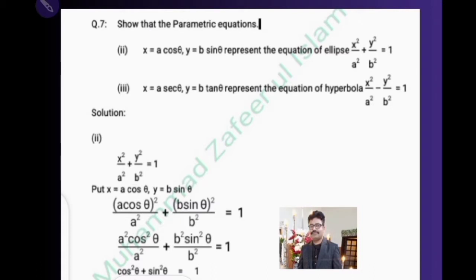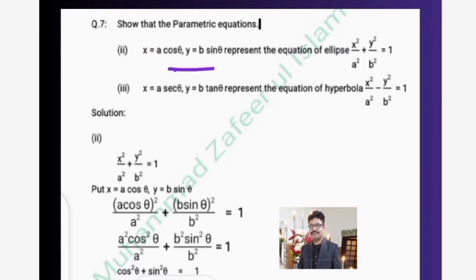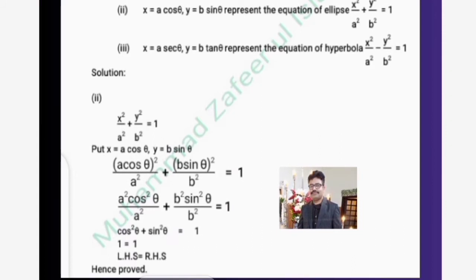Our concern in this exercise is that we have to show that the parametric equations represent an ellipse in this part. So as I told you in the first part, we have to put the values of x and y in this equation. The procedure will be the same. As it is x square over a square, we will write a cos theta whole square divided by a square plus, the value of y being b sin theta, b sin theta whole square divided by b square is equal to 1. Now we have to simplify it.